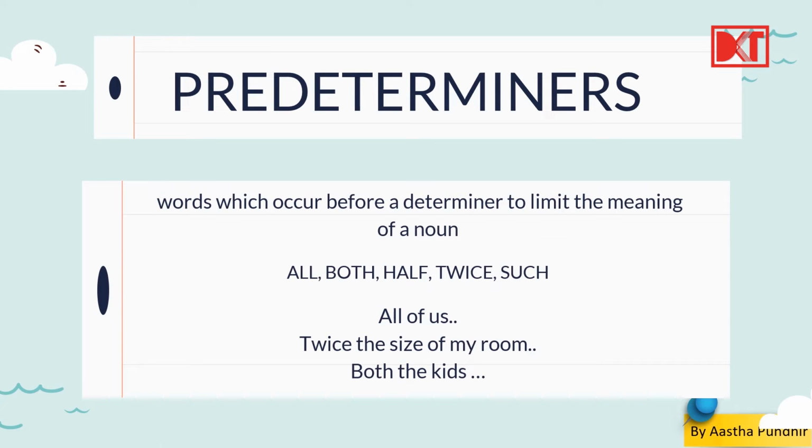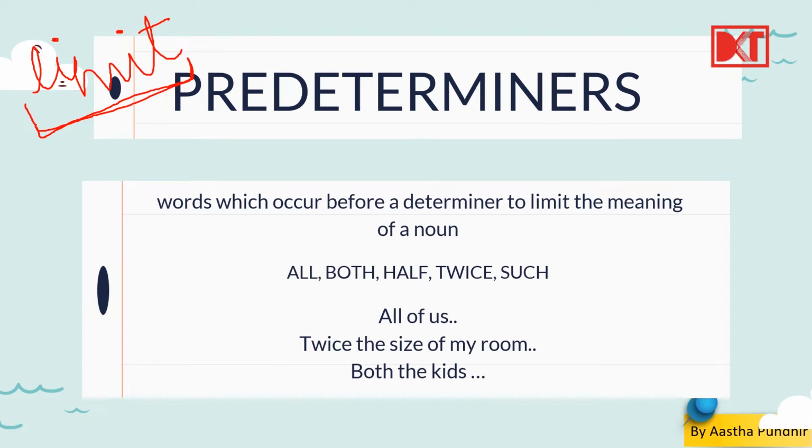Okay, so the first one is predeterminers. Predeterminers are also a subcategory of determiners, which we can say these words actually occur before a determiner to limit the meaning of a noun. Here what we are doing? We are limiting the meaning. So as I said, the determiners help to identify the meaning, add some meaning to the noun. Here these predeterminers, what they do is they limit the meaning. How do they limit it?